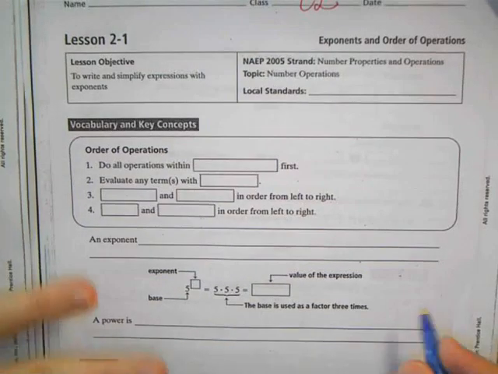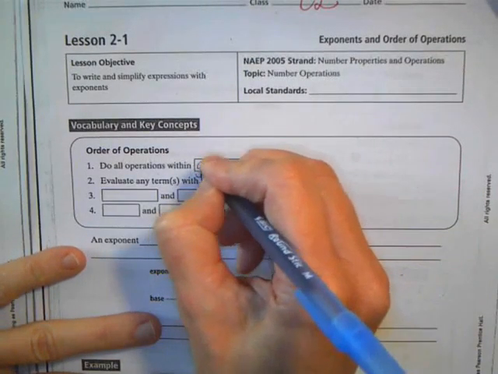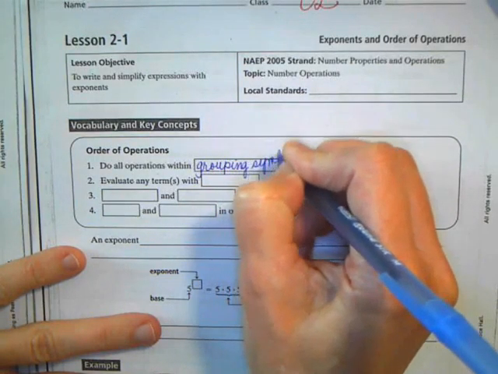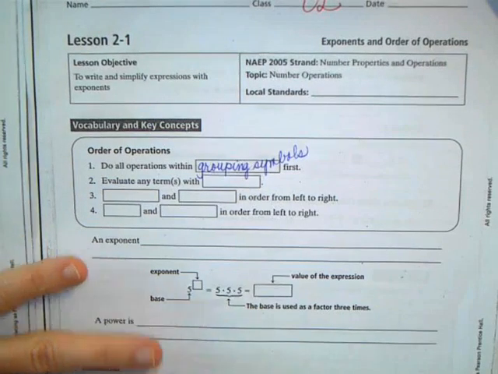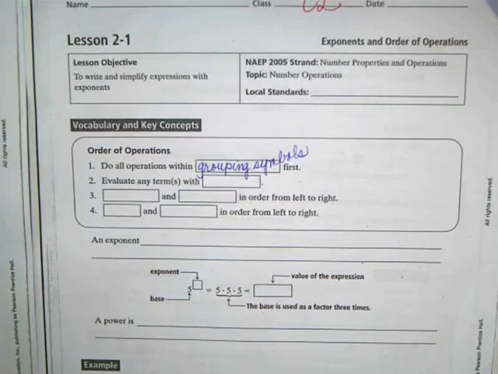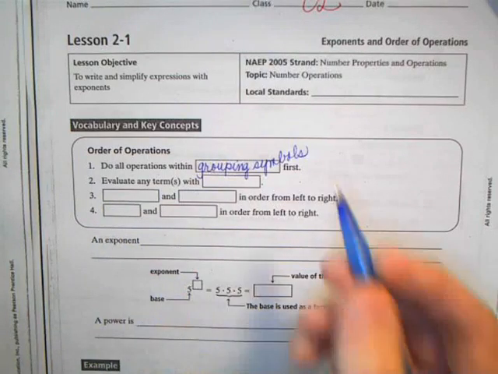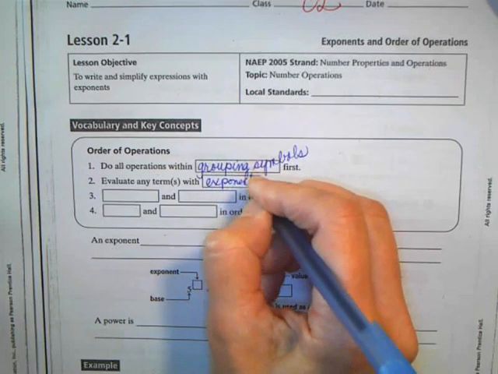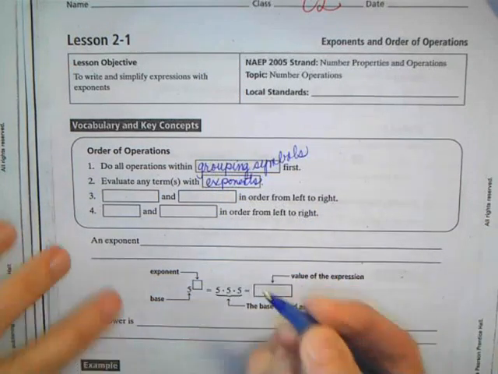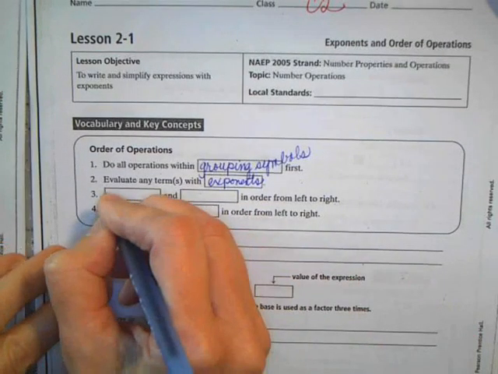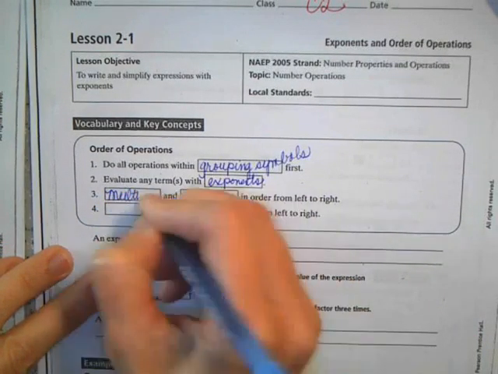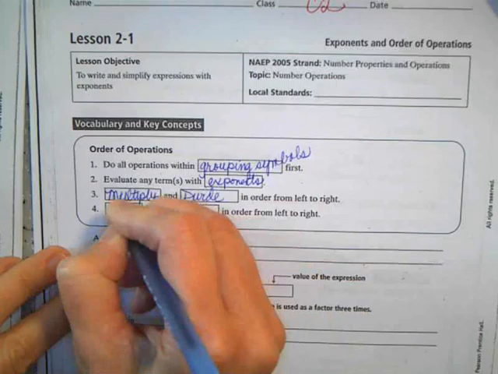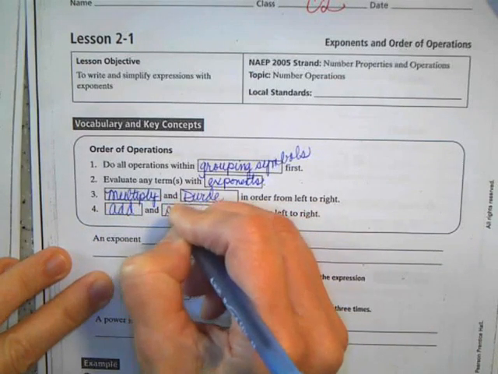So first we want to do all operations within grouping symbols. Okay, I'm writing a little too large for that, but it does say grouping symbols. Evaluate any term or terms with exponents. So this is the component that we're adding right now. Multiply and divide in order from left to right. And add and subtract in order from left to right.